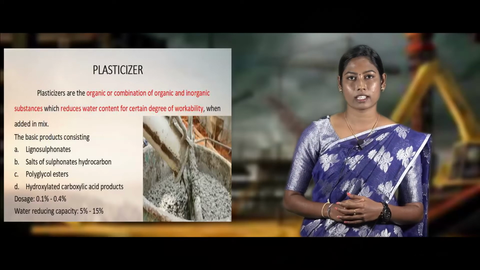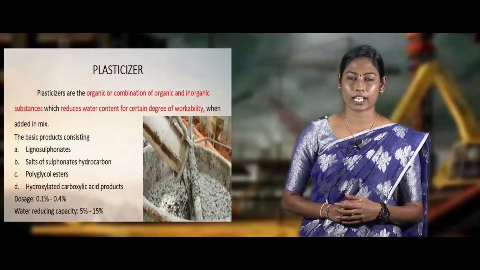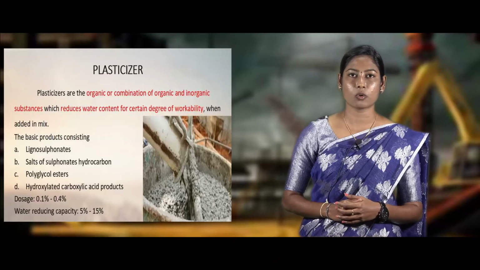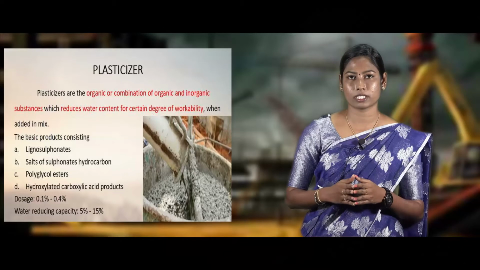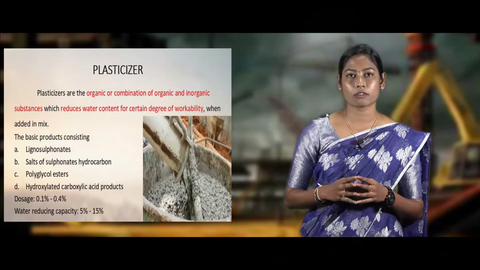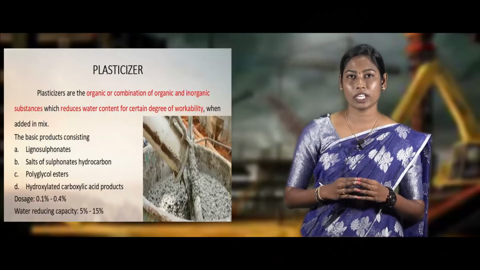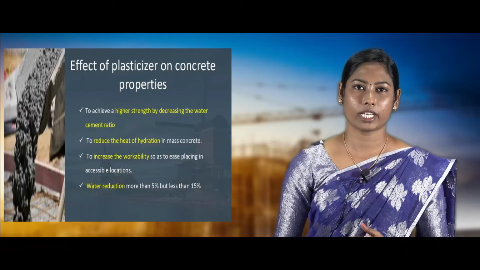Materials used for plasticizers are lignosulfonates, sulfonates and hydrocarbons, salt, polyglycol ester, hydroxylated carboxylic acid, carbohydrates. Out of these materials, sodium, calcium and ammonium lignosulfonates are used as the most popular material. The amount of plasticizers may vary from 0.1 to 0.4% by the weight of cement. At the constant workability, the dosage of plasticizers of 0.1 to 0.4% is expected to increase the strength of concrete by 5 to 15%. Let's see the effect of plasticizers on concrete properties.